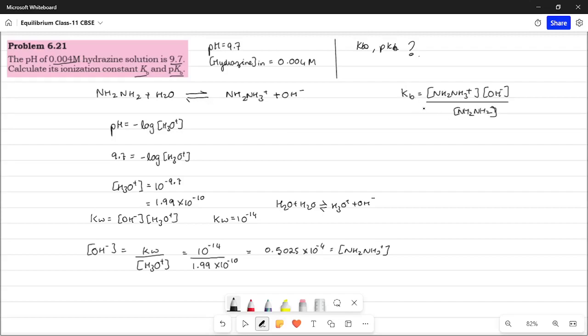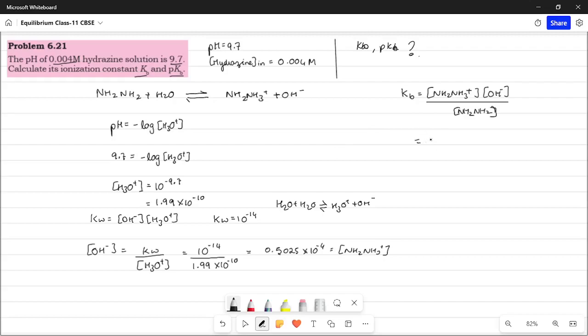So first of all, notice that the concentration of OH minus and this particular ion is super low. So we are going to just assume, and it's a weak base, so the amount of dissociation that would have occurred would be significantly low. Because of that, we can just easily take the fact that the concentration of the hydrazine does not change. So we're going to assume that the concentration of NH2NH2 stays as 0.04004 molar.